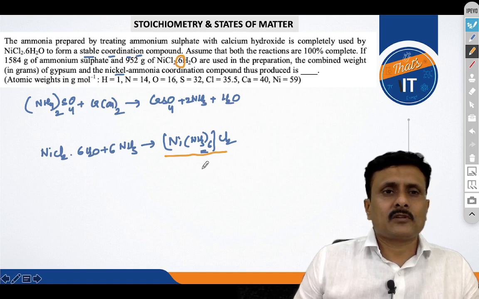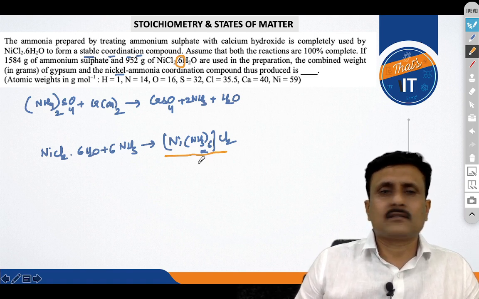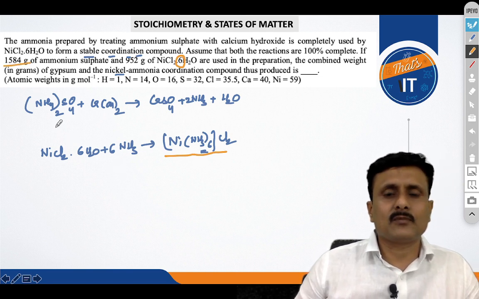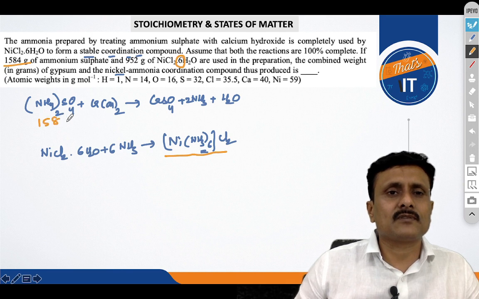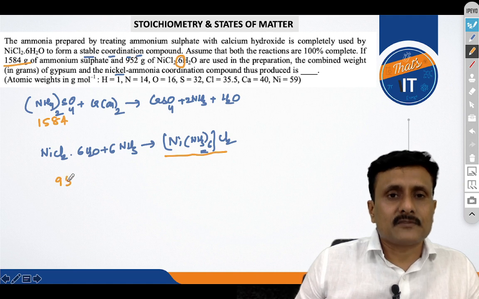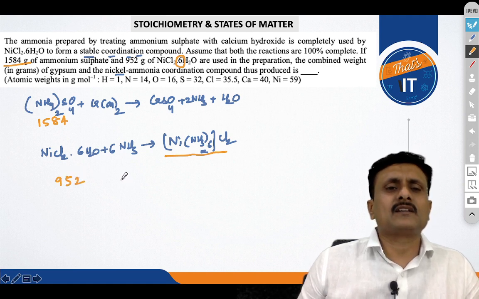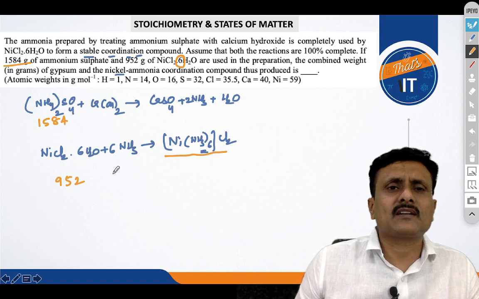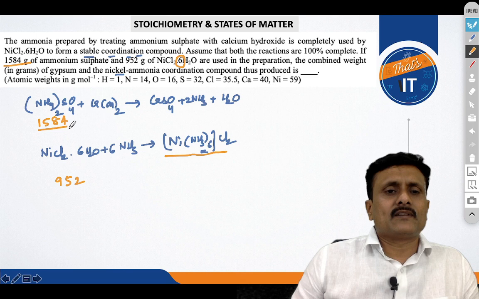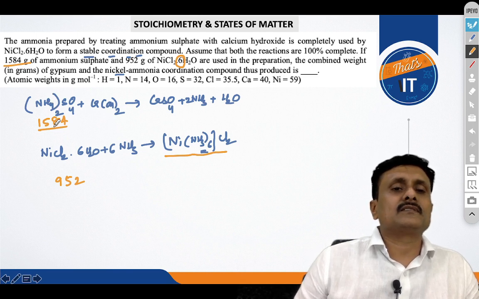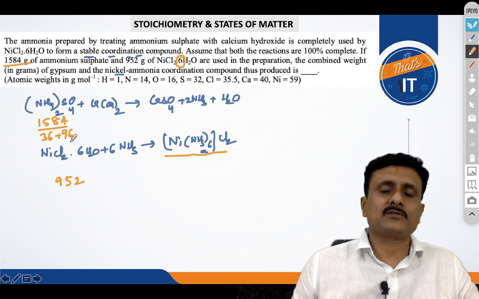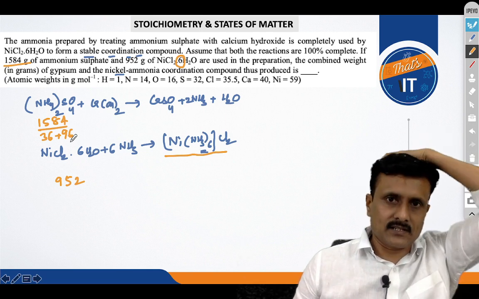Alright. Now coming out of the question, 1584 grams of ammonium sulfate and 952 gram of nickel are used in the preparation, 100% completed. Is there any amount regarding the calcium hydroxide mentioned? No. So 1584 divided by the molecular weight of this, 36 plus 96. I am not doing the calculation part, which will waste your time. So let's directly do the question solving.